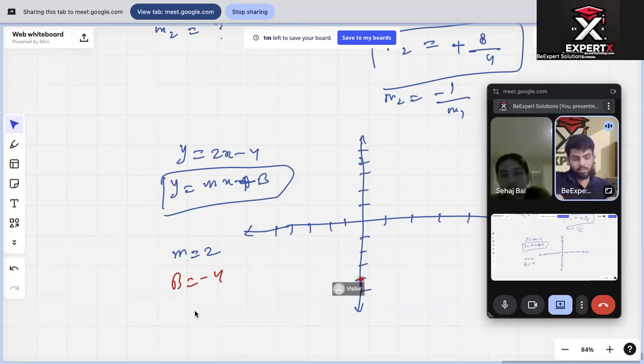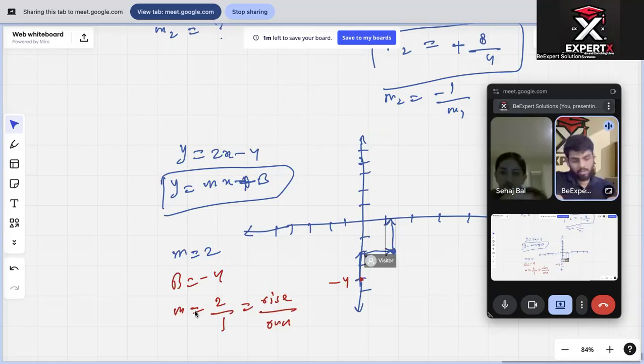Now what you will do next is, because m is rise over run, you put m as 2 over 1. So you go rise 2 and then run 1. How will you make the graph here, Sehaj? You go rise 2, run 1, and that's your second point. Then rise, run, and this is your point. Rise, run, point. Rise, run, and this is the point. This is how you put up the points.